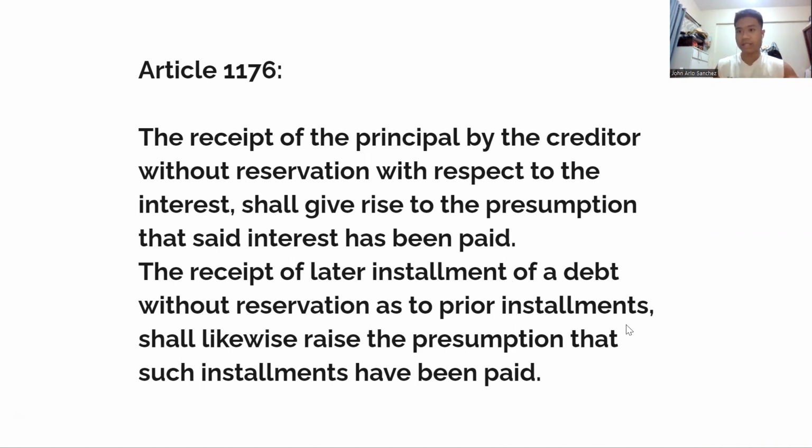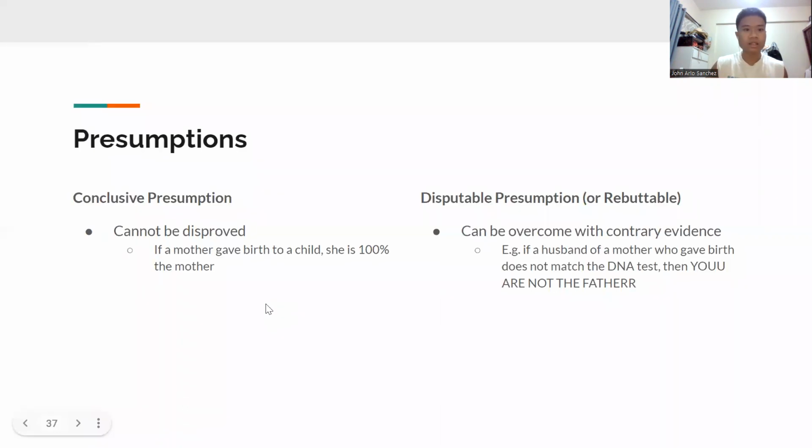So before we break this down, let's try to understand what a presumption is by seeing the different kinds of presumptions. There is the conclusive presumption and the disputable, otherwise called rebuttable, presumption. A presumption is just something that is assumed. There are two types: conclusive, which cannot be disproved, and disputable, which can be disproved. What does it mean to disprove? It means to prove that it is wrong if you have enough evidence.